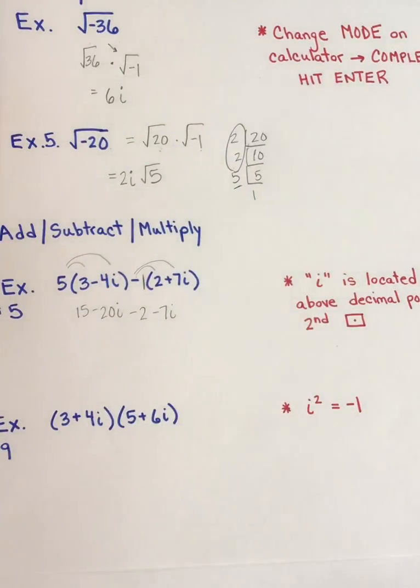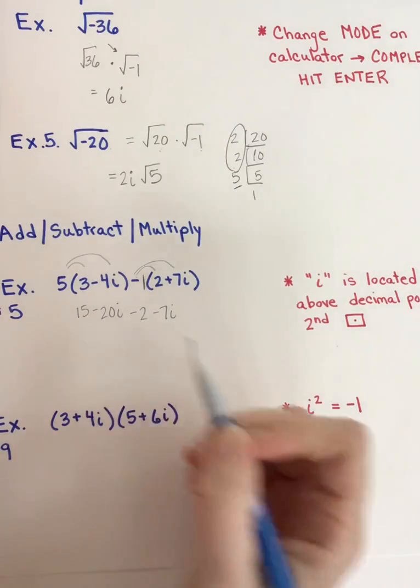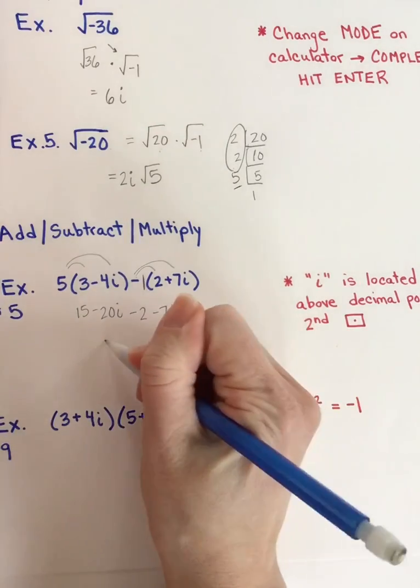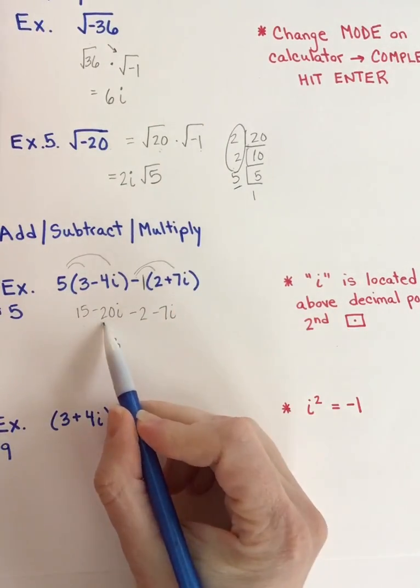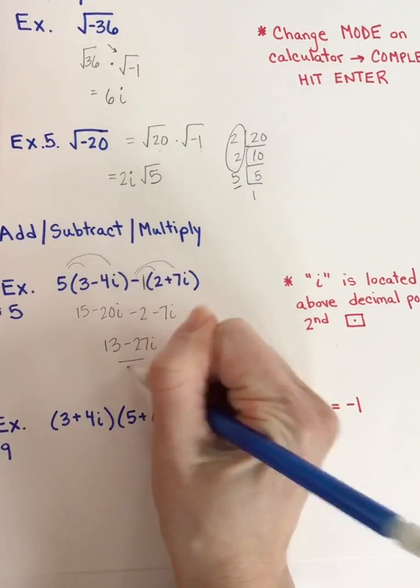And then I want to think about this as combining like terms. Numbers play with numbers, i's play with i's. They don't play with each other. 15 minus 2 gives me a 13. -20 minus 7 is -27i.